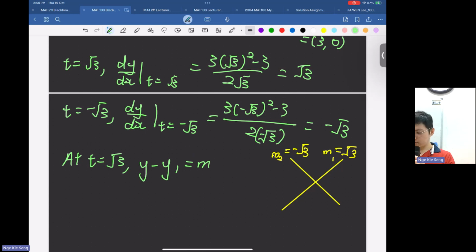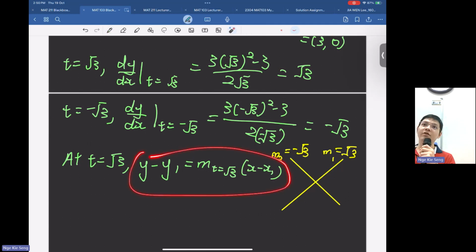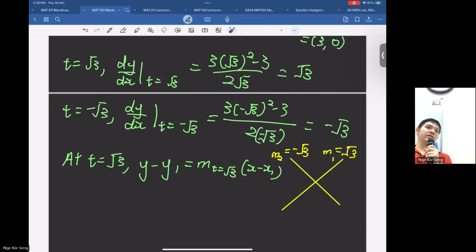y minus y1 equals the gradient at t equals square root 3 times x minus x1. So this line equation precisely tells you what? You need a point plus a direction. That's all, then I will know the whole line. A line can appear everywhere, but once you specify a point on this line, then this is the only line that contains this point. You have a lot of equivalent lines, but if you specify one point on that line, then this line is fixed.